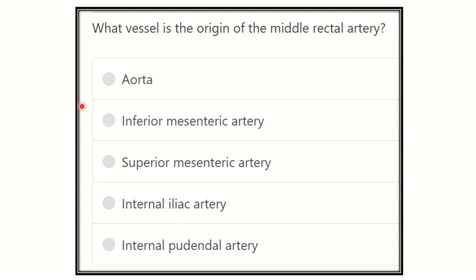Here is the question. What vessel is the origin of the middle rectal artery? It is one of the short, direct questions. They want to know the middle rectal artery arises from which of the following structures. The options are aorta, inferior mesenteric artery, superior mesenteric artery, internal iliac artery, and internal pudendal artery.